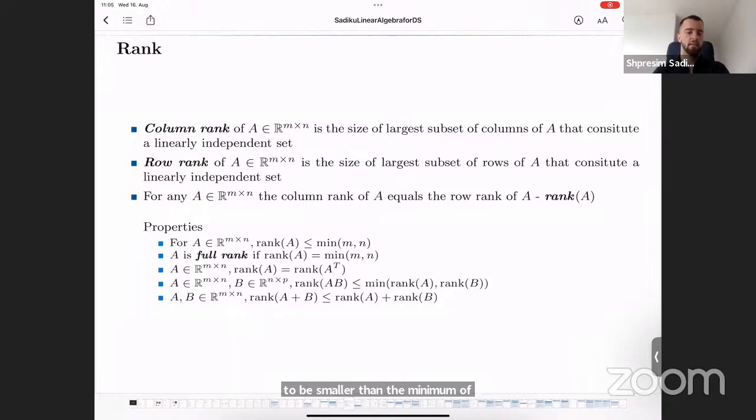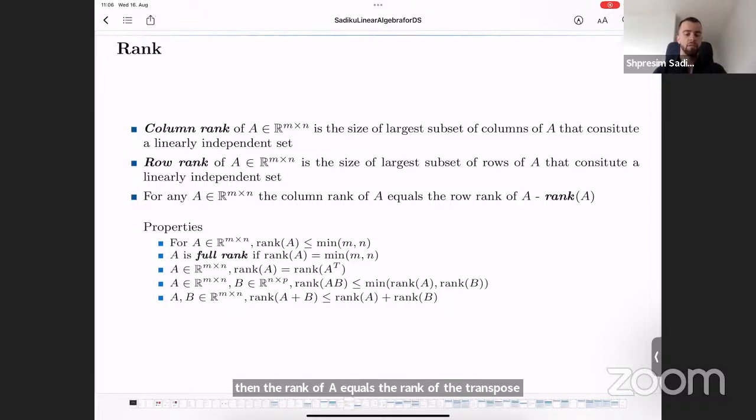We say that the matrix is full rank if the rank of A equals the minimum between the dimensions m and n. Another property is that if A is in R^(m×n), then the rank of A equals the rank of the transpose matrix of A.